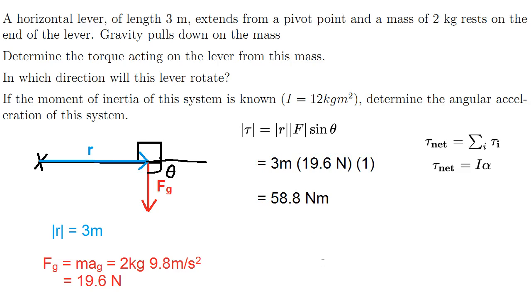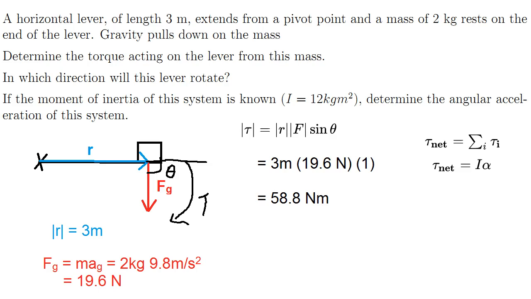Now, with that being said, this is just the magnitude of my torque. So what I need to do is look at this and ask myself, is this going to make my system rotate clockwise or counterclockwise? If you take a look at the system, the force is pulling down on the box. So my rotation is going to be in this direction, which is going to be indicated by my torque.